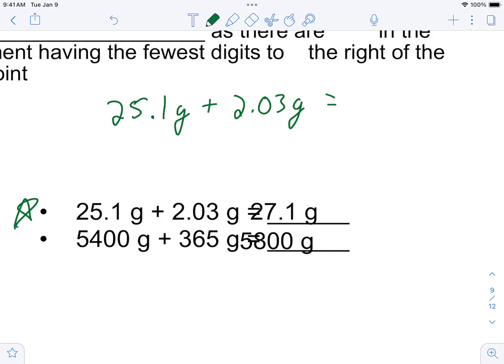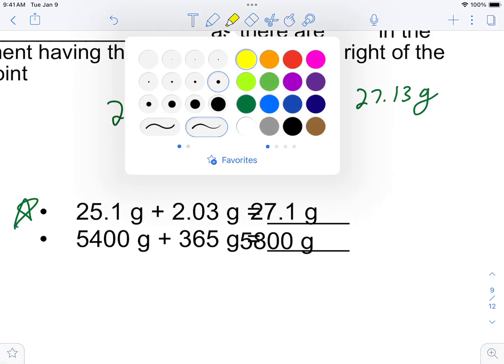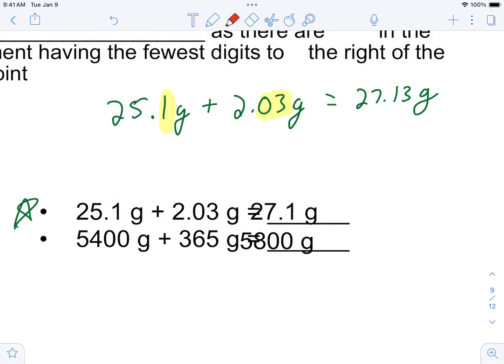Type the entire thing in, and I get 27.13 grams. Now worry about your sig figs. So we are looking to the right of the decimal point. In the first number, notice we only have 1 digit to the right of the decimal point. In the second number, we have 2 digits to the right of the decimal point.